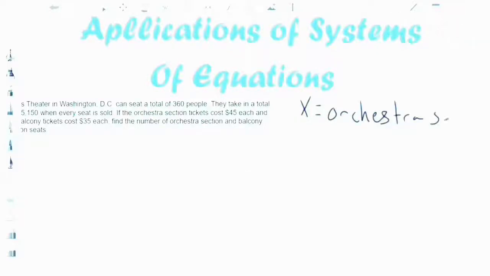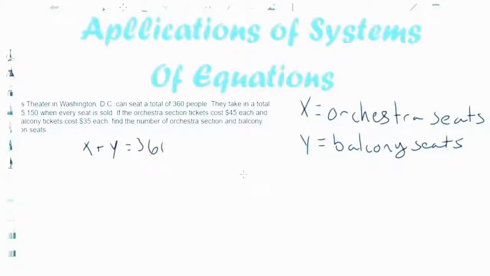So x equals the orchestra seats, and y equals the balcony seats. So, with the information, we're going to have to make an equation for each of the coefficients. So x plus y equals 360 people, because that's how many seats there are. Then y is equal to 360 minus x.